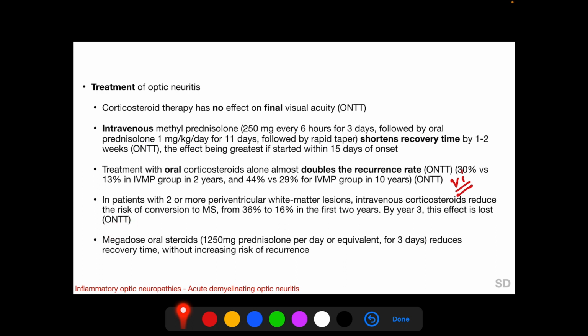Recent reports have shown that megadose oral steroids, 1250 mg prednisone per day, compared to the 80 to 100 mg per day for 3 days followed by the routine dose that we usually give, reduces recovery time without increasing risk of recurrence. So this is a recent finding. Megadose oral steroids, almost 10 times or more than what we usually give orally.